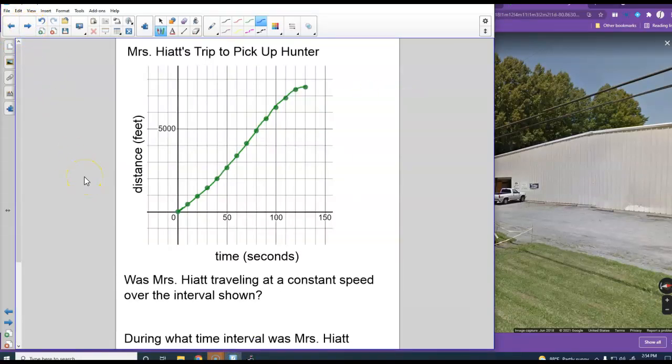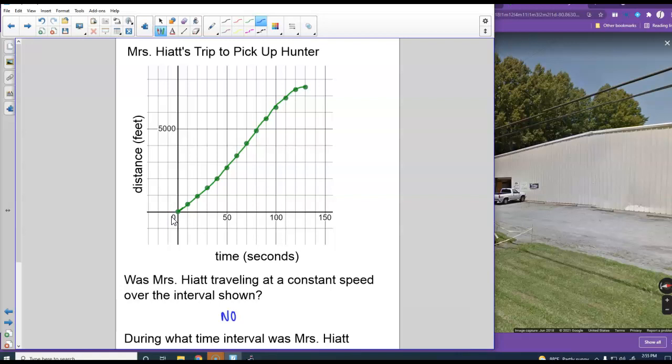So, this time, I have made another graph of my speed. Or not speed, of the distance I've traveled. Okay? So, first question, was I traveling at a constant speed over the interval shown? No. What would it look like if it was a constant speed? Straight line, right? Because I was at central office, and I got the ticket up at the top of that hill, is it possible to travel at a constant speed from central office to the top of the hill?